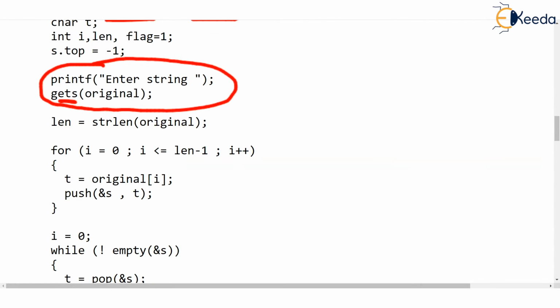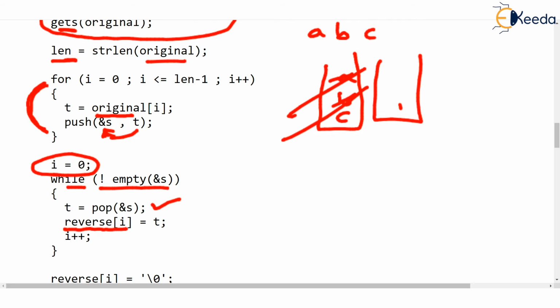And once we find the length, how many characters are there in original, we have written a for loop where each letter of the original will be pushed in the stack. Correct? So if the original string is ABC, then the stack here would be ABC. A is first pushed, then B, then C.